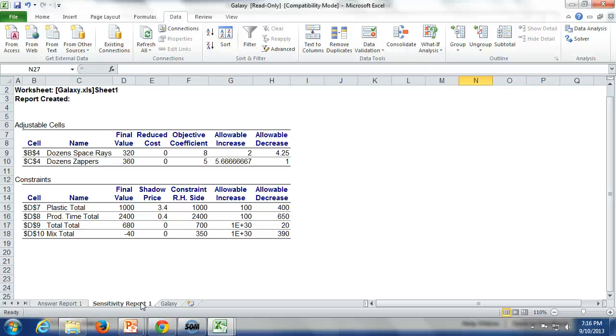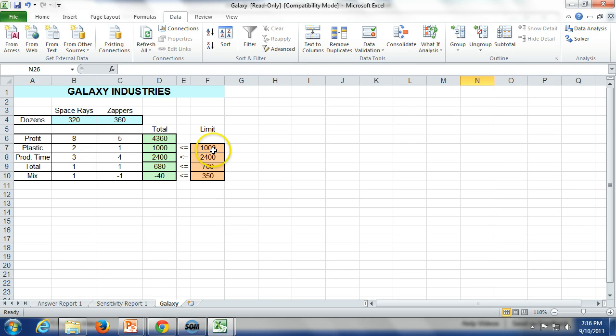Let's try it out. Let's go back to my Galaxy Industries, and let's say my plastic went up to 1,001 units. According to this, my profit, if I resolve, should go up to what?